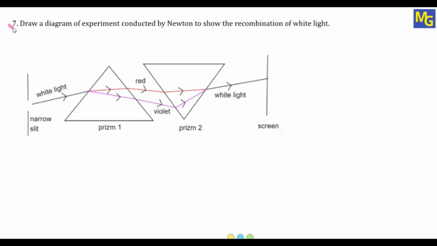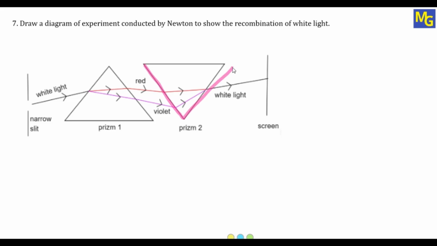Now question number 7. Draw a diagram of experiment conducted by Newton to show the recombination of white light. So here we have to draw the diagram of recombination of white light. So this is the diagram which is given in your textbook also. So what we have to do? We have to take here two prisms. This is first prism. This is second prism.